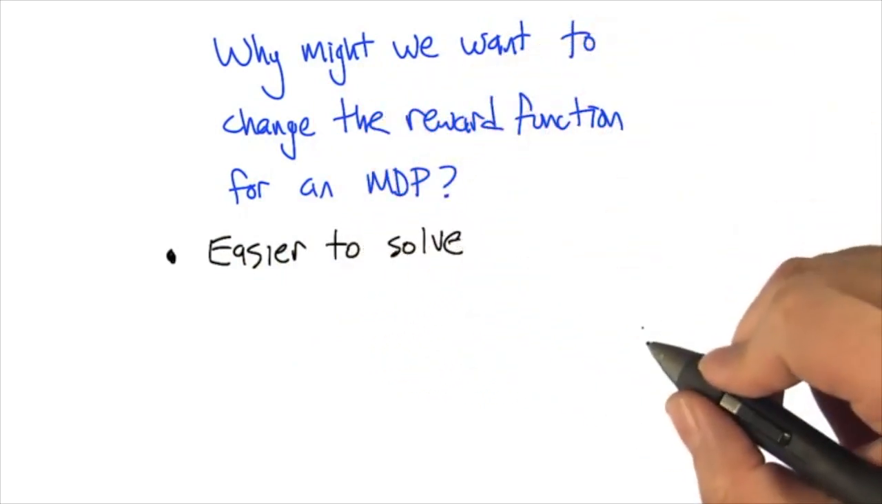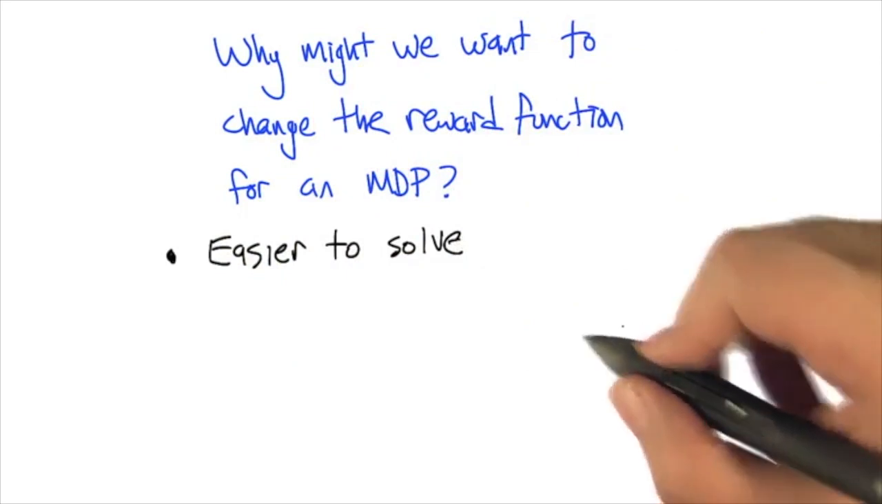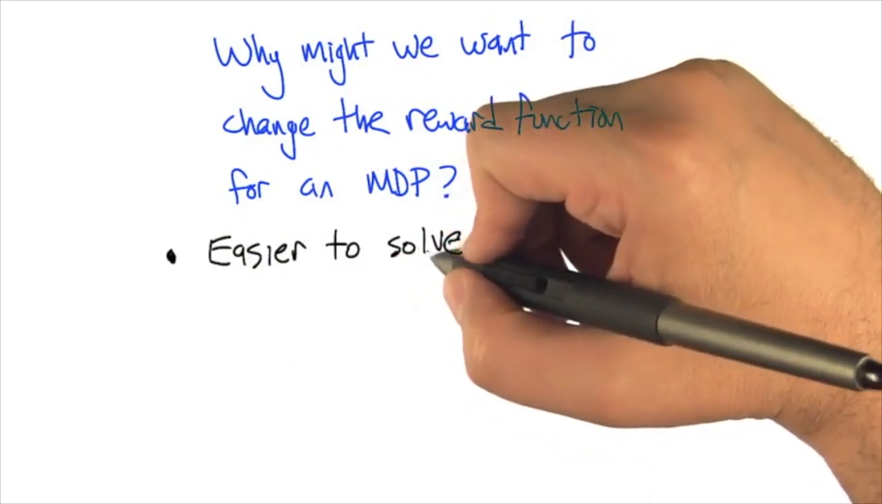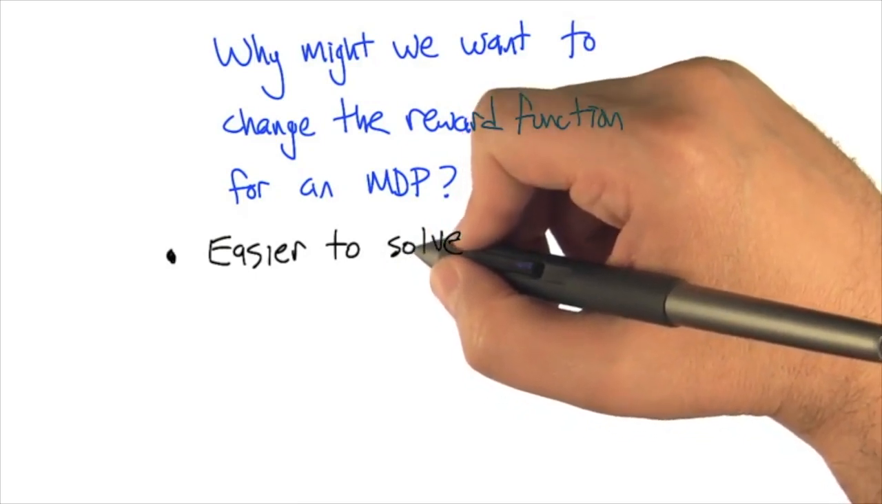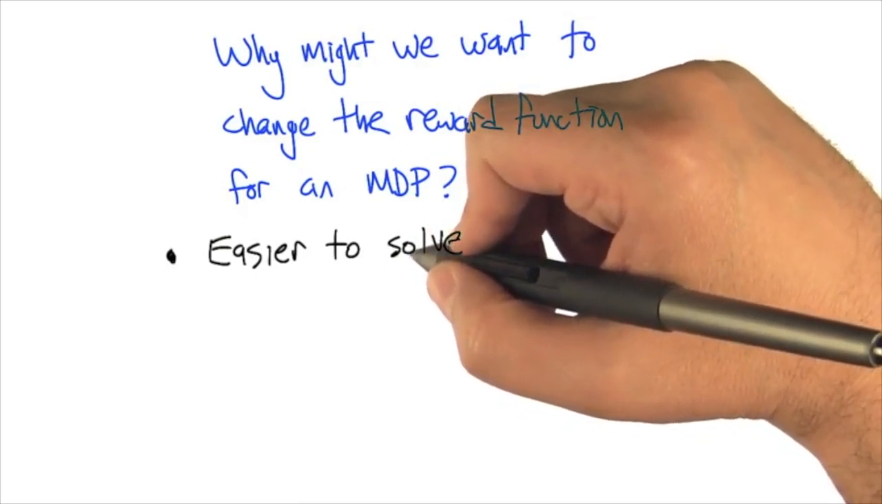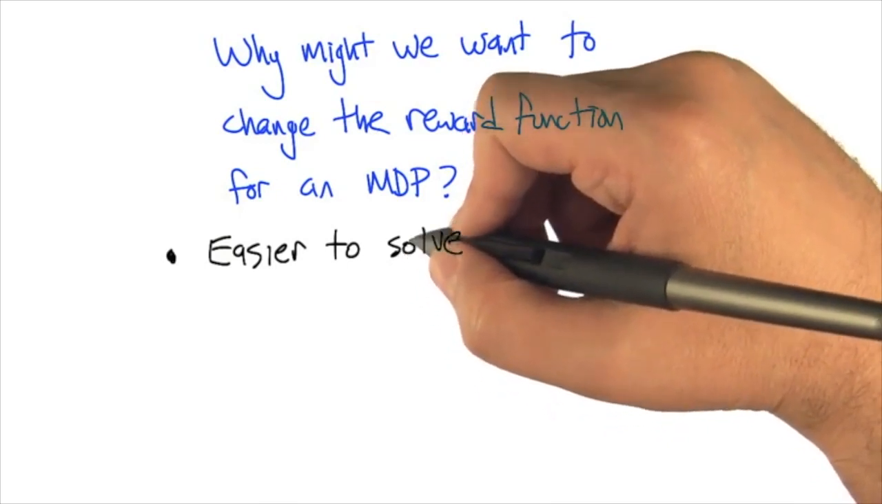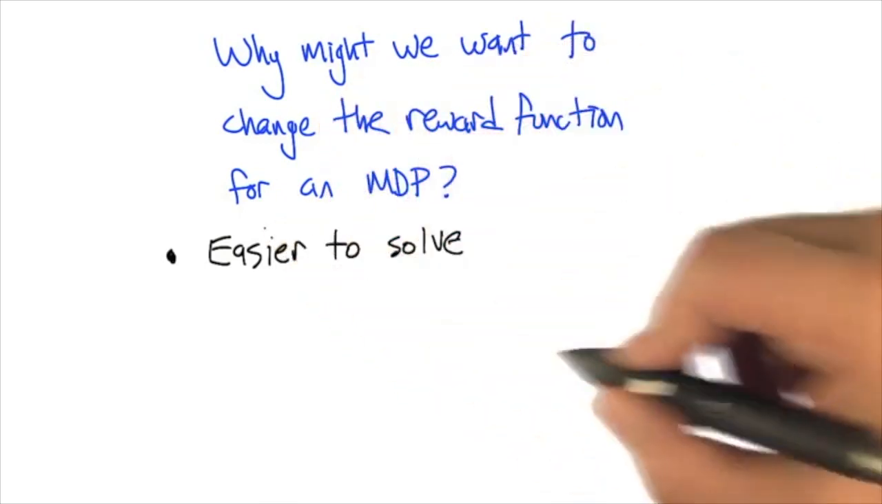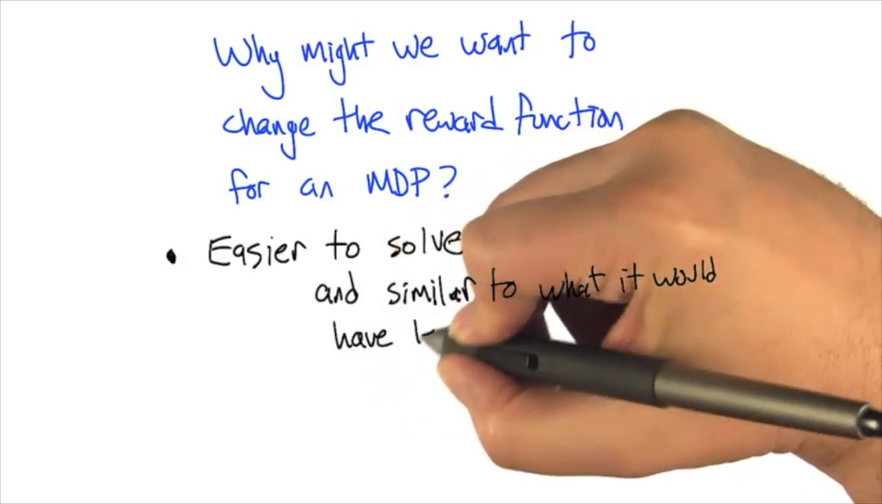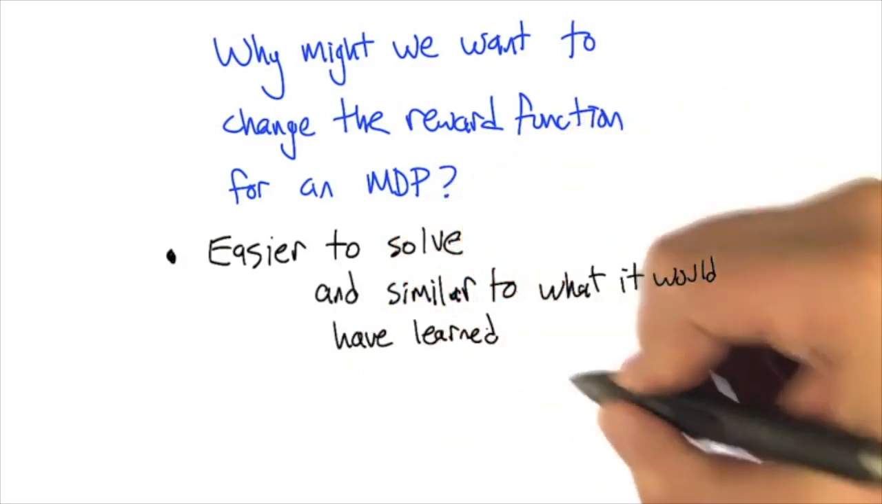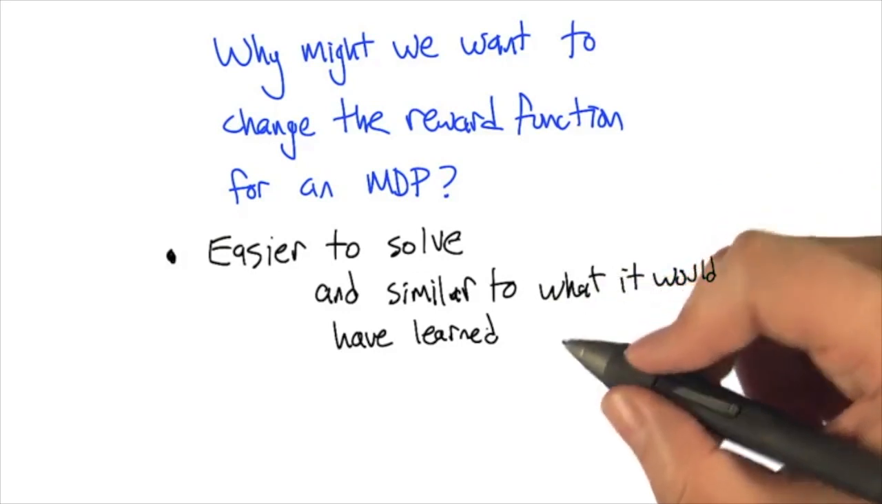Yeah, so if we can find a way of changing the reward function in a way that makes it easier for the learner to work with, without actually changing what it's going to learn as a result, that's a win. Oh, I wasn't going that far. I just figured we'd set the reward to 0 everywhere, and then everything would be easy. Ah, that would make it easy. But I think it should be easier to solve and similar to what it would have learned otherwise. Okay, I guess that's fair. That seems like less cheating.